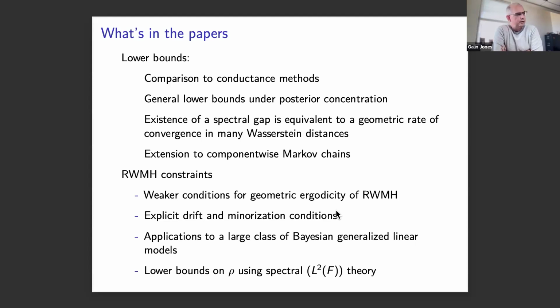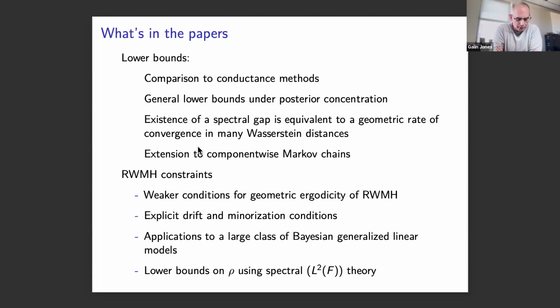One technically interesting result is we established that, under some conditions, the existence of a spectral gap is equivalent to a geometric rate of convergence for many Wasserstein distances. This is a result that was known since the late 90s for total variation, in a famous paper by Jeff Rosenthal and Gareth Roberts, but it turns out it's true for Wasserstein as well. And we extend it to some component-wise Markov chains where you are updating full conditionals along the way. Now, in Austin's paper, it's mostly random scan, but we're about to submit a paper for standard deterministic scan algorithms as well.